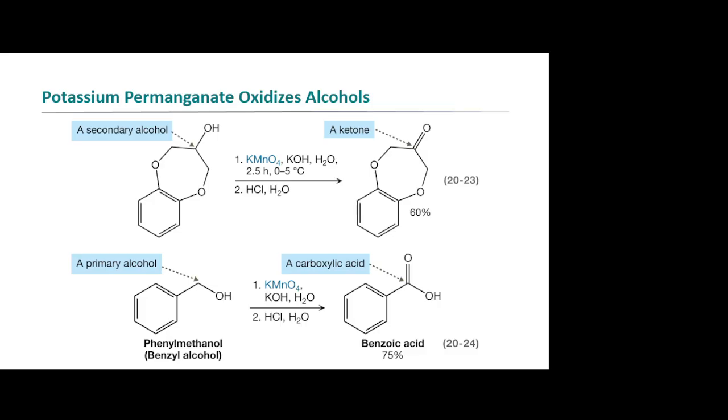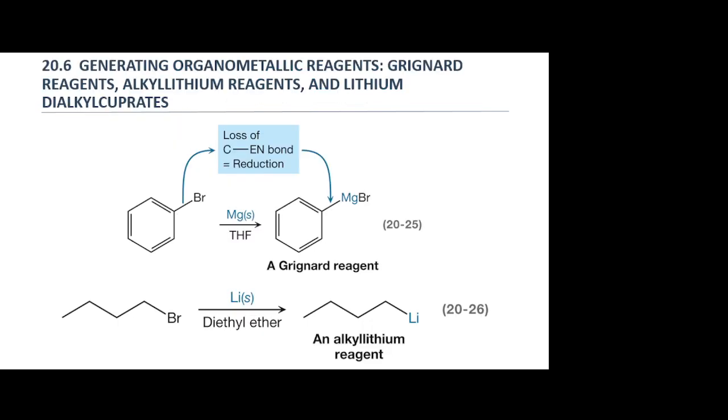Whereas chromic acid is not going to react with alkenes, alkynes, and alkyl benzenes. And so you can use chromic acid in those cases rather than potassium permanganate. Let's go ahead and look at generating a Grignard reagent.